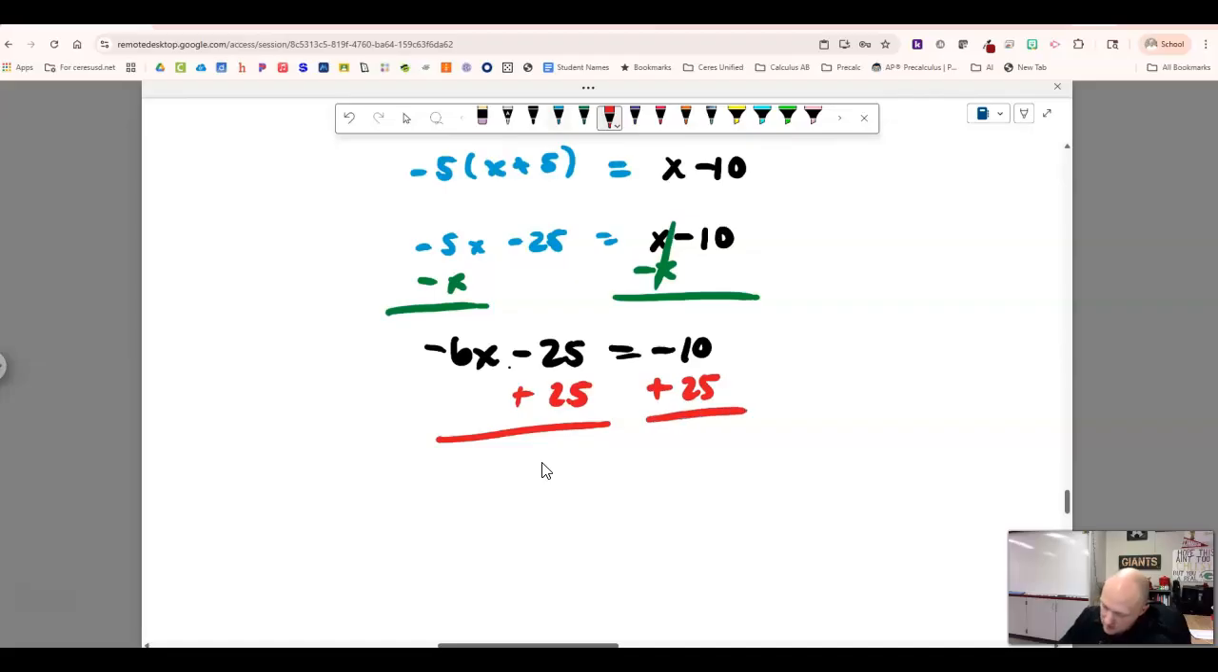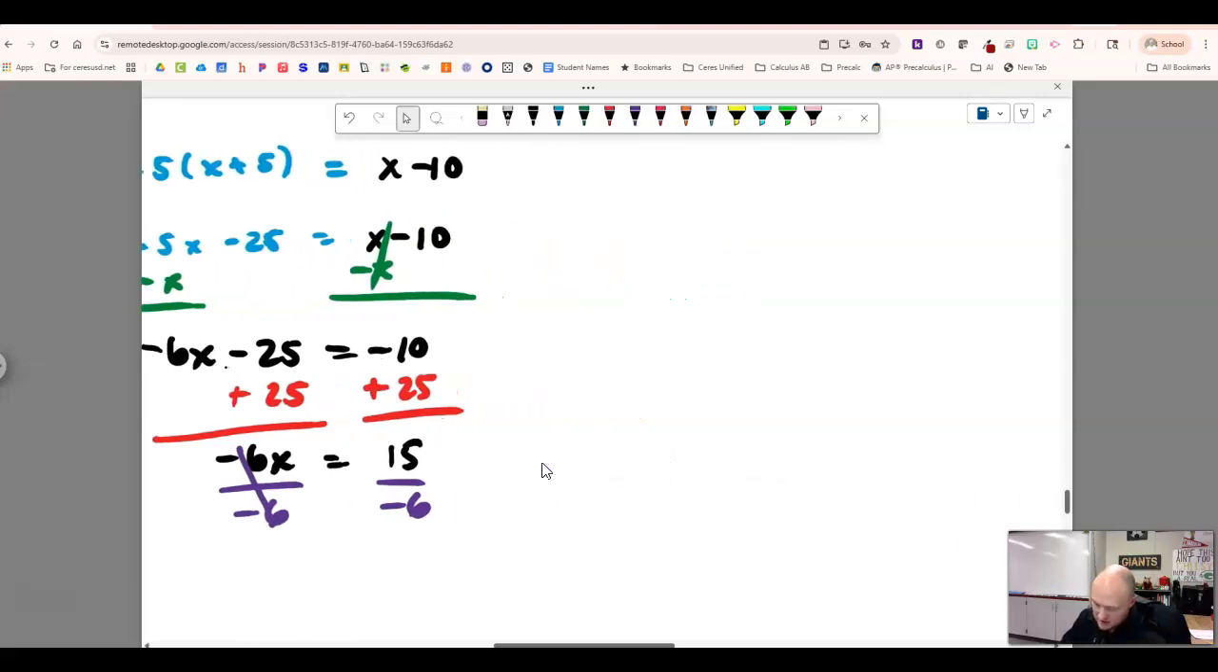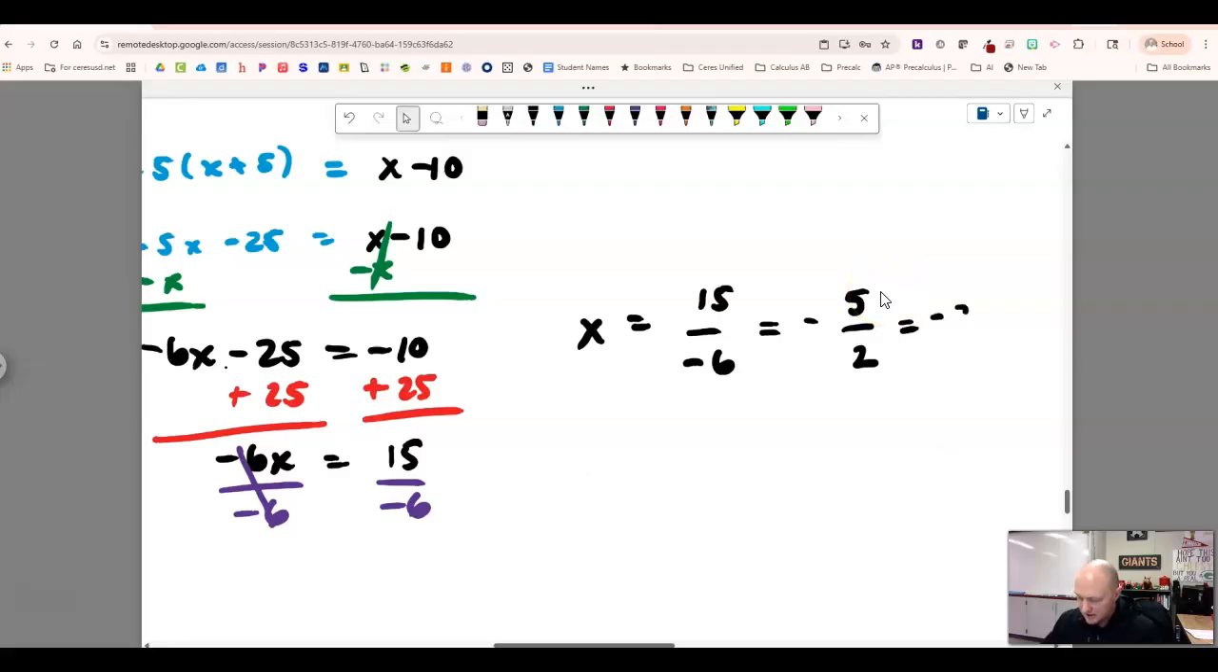Is that what you got? Hopefully. I don't want to be over here doing this wrong. Sometimes it happens, though. I'm not perfect. Negative 6, negative 6. We get x equals 15 over negative 6. Is that what you got? Hopefully you said, hey, maybe let me simplify. I can reduce this by 3. Negative 5 over 2. Negative 5 halves, AKA negative 2.5. Did some of you guys go that far? There's probably one of you out there.